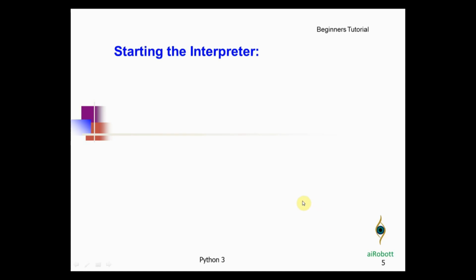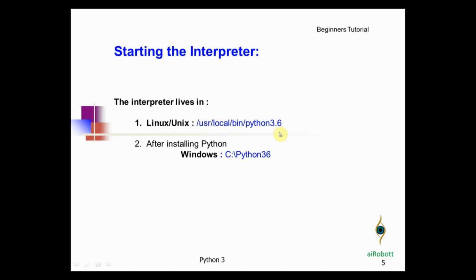How to start the interpreter, that is the Python interpreter. The interpreter lives in Linux or Unix based systems. The default location is /usr/local/bin/python3.6. But in Windows, after installing the Python interpreter, it lives in C:/python3.6. Here 3.6 is the version.